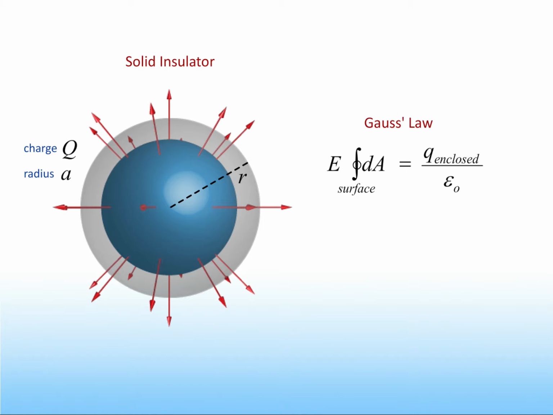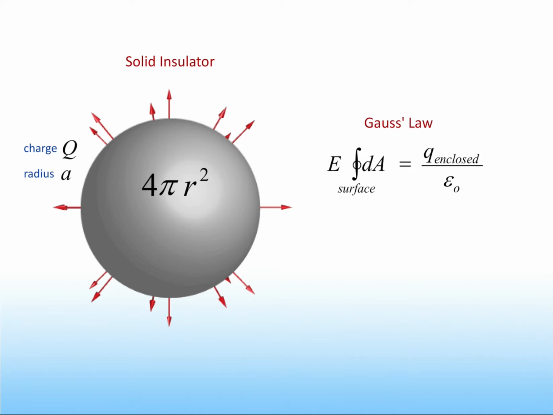Gauss's law then becomes the electric field times the integral over the Gaussian surface of dA is equal to the charge enclosed by the Gaussian surface divided by epsilon naught. The integral of dA is just the area of the Gaussian surface. Therefore, the left-hand side of Gauss's law simply reduces to the product of the value of the surface area of the sphere and the value of the electric field at a distance equal to the radius of that sphere.